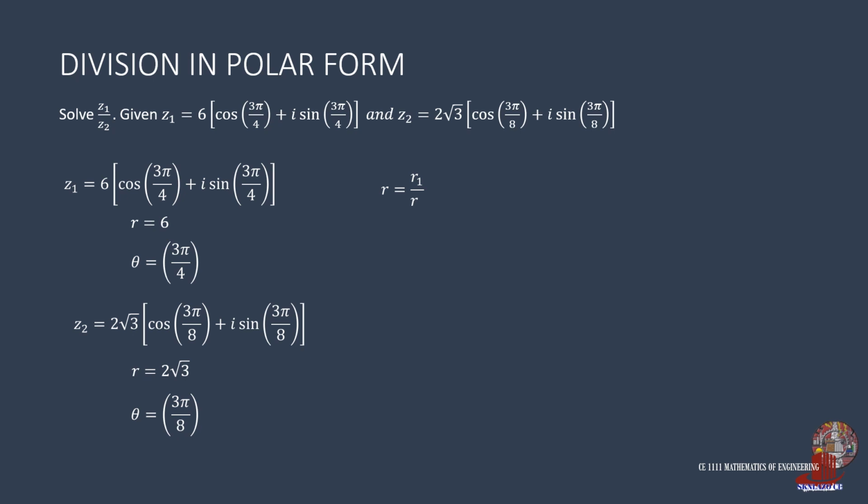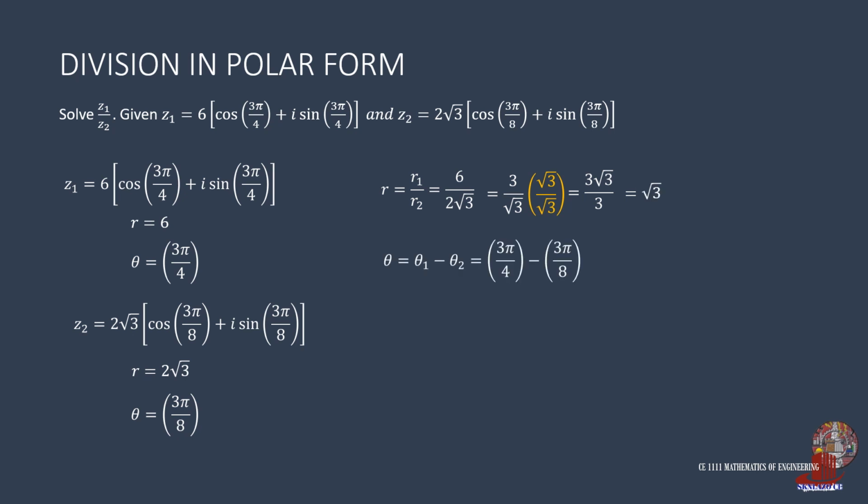So the resulting r is 6 over 2 root of 3, giving 3 over root of 3. The answer has a radical in the denominator, which isn't allowed. So rationalize by multiplying by root of 3, making r as 3 root of 3 over 3. Simplify the fraction into root of 3.